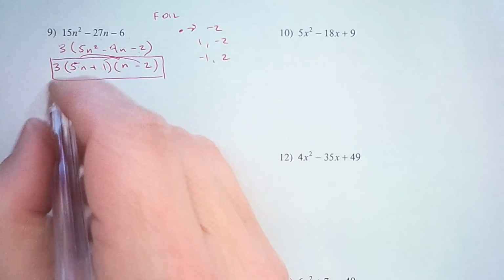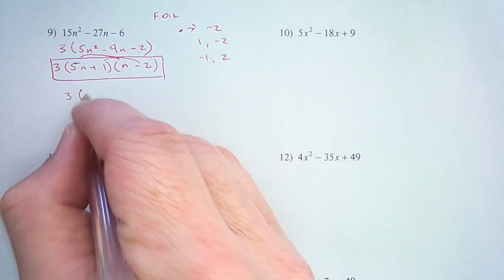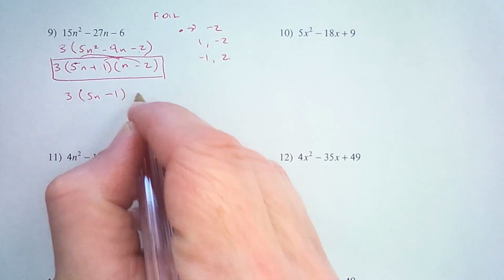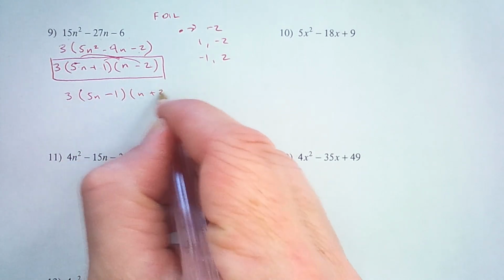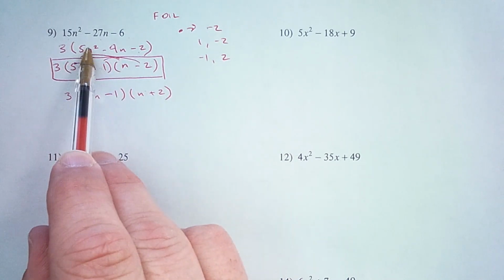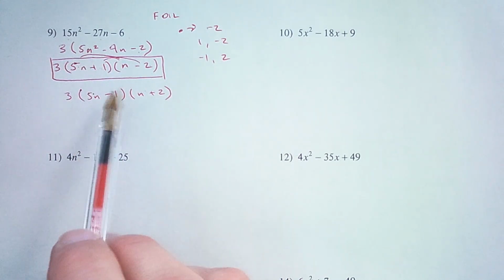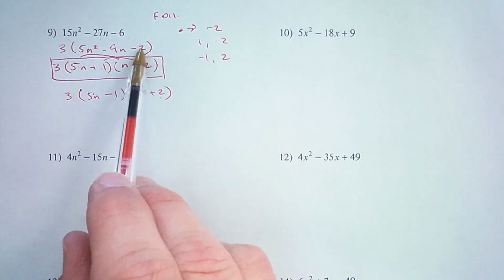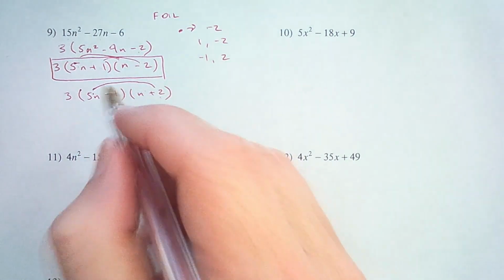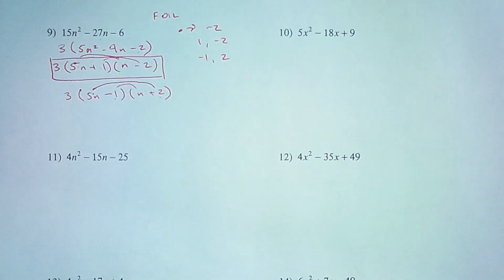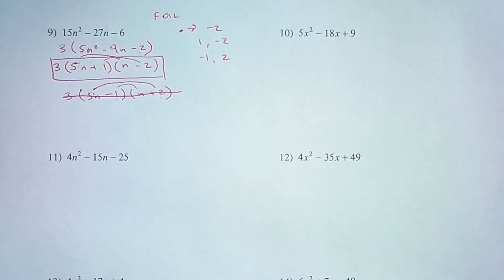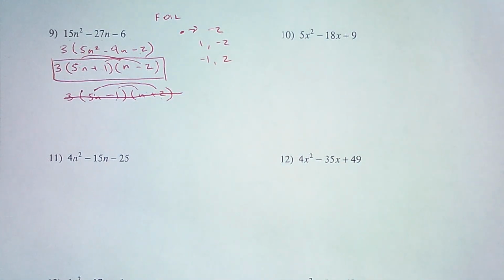Now, what if we had guessed the other way first? We would have 3 times 5n minus 1 times n plus 2, and we know that our first still multiply to 5n squared, and our last still multiply to 2, but what about outside and inside? I have 10 and negative 1, and that makes positive 9, but I needed negative 9. So I would have found that that one did not work.